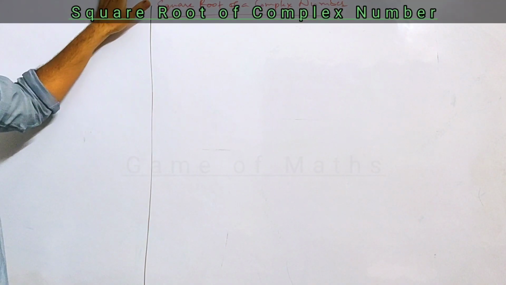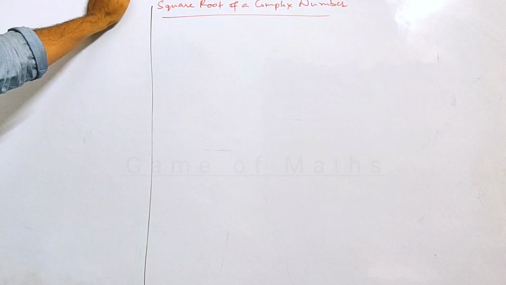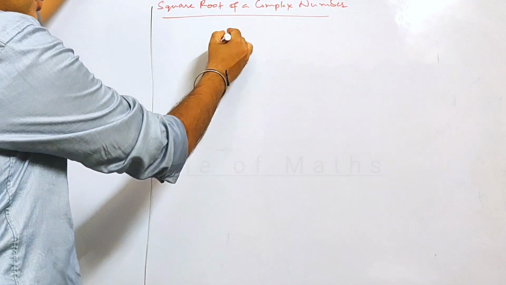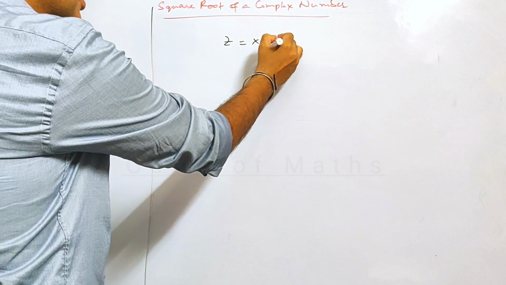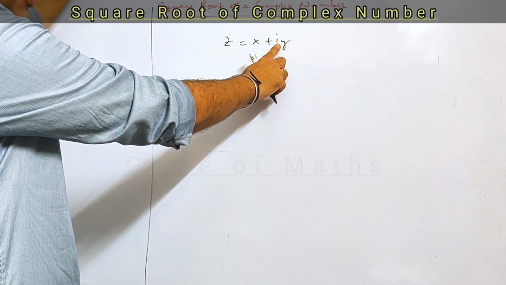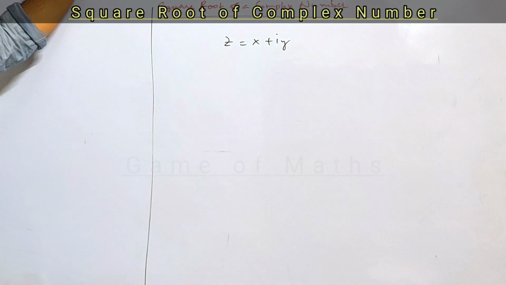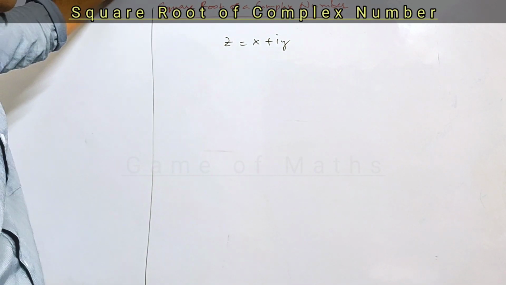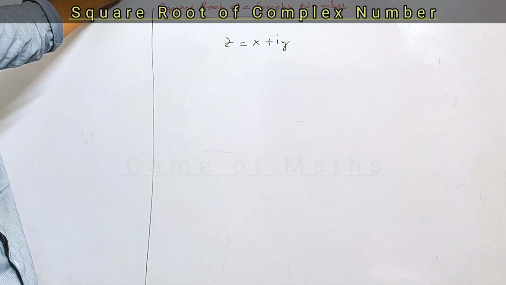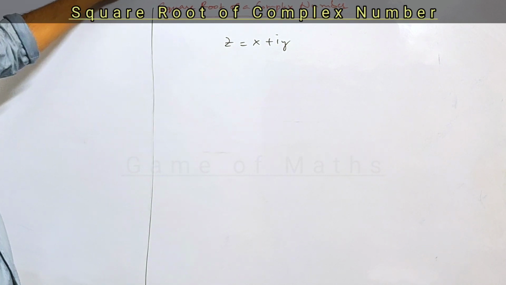Okay students, we'll try to understand how to find out the square root of a complex number. As you know, a complex number in general is written like this. It has a real part, and this part written with iota is known as the imaginary part. So if you are given any complex number, how to find out its square root? Let's take an example and try to understand.